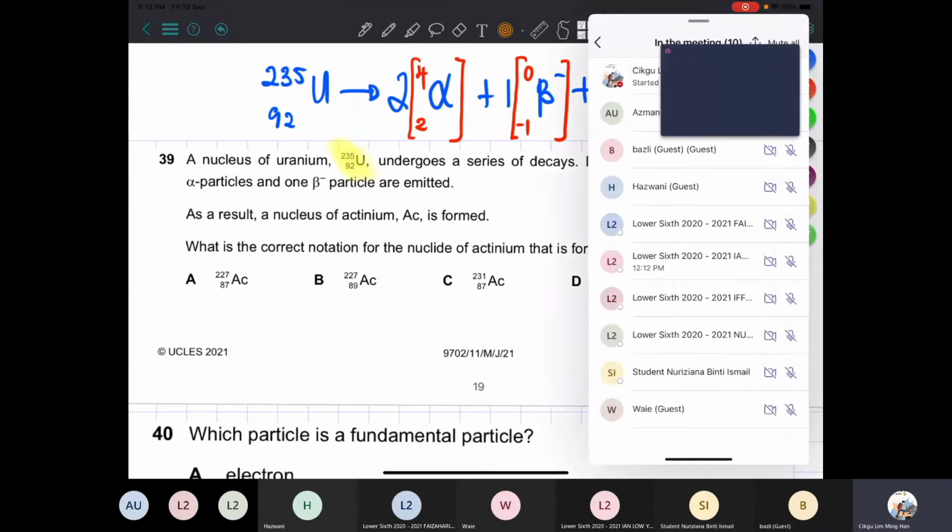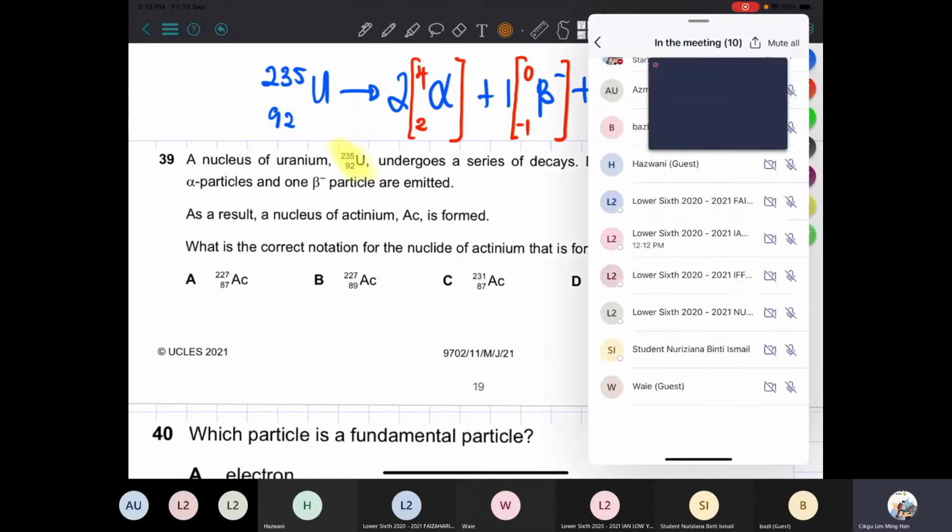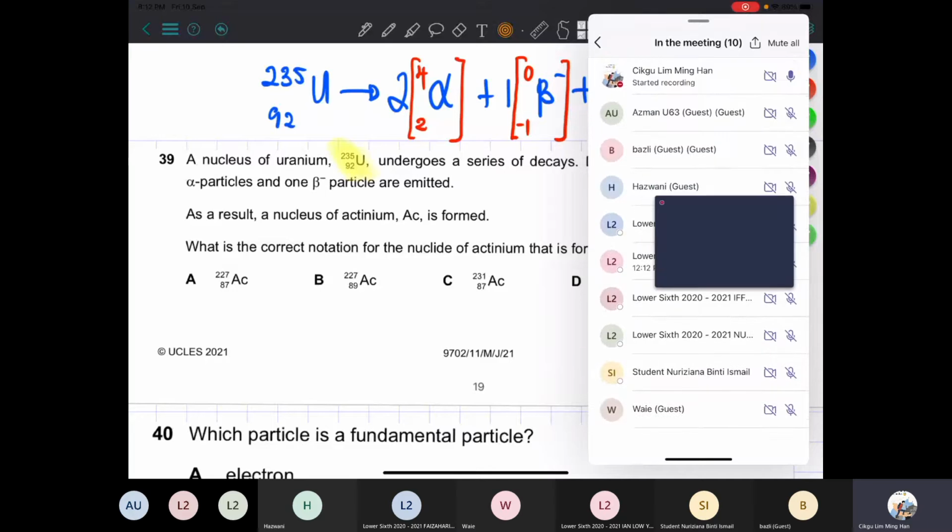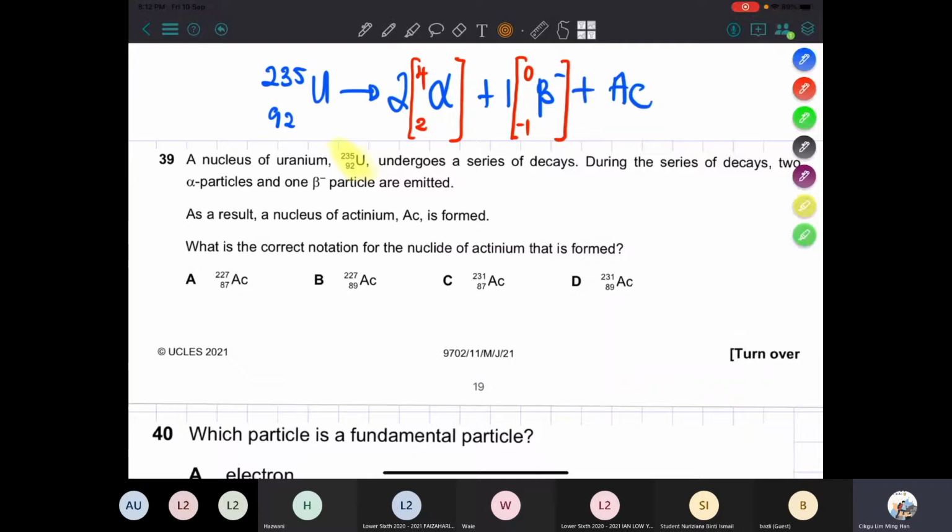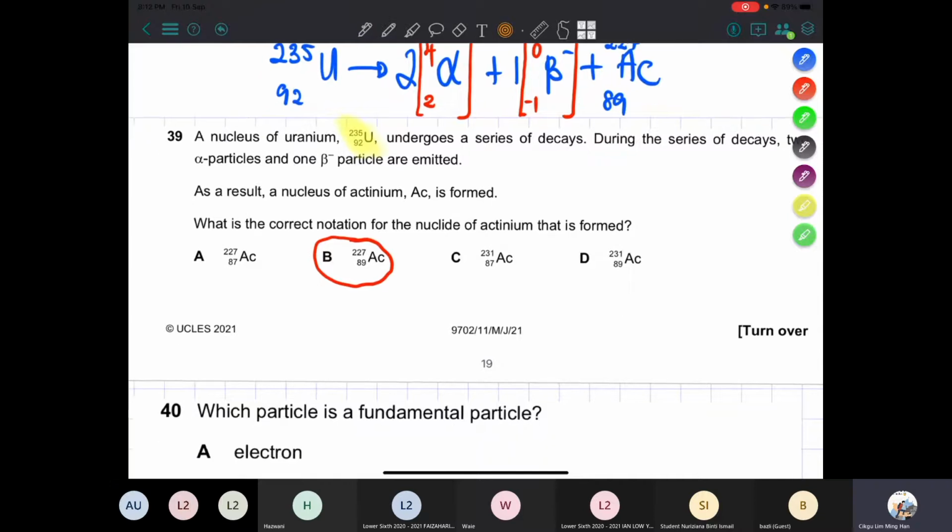Alright, I think some of you have already done it. Maybe we start from the top. Asman, have you tried? Okay, can you tell me what would be the answer for the actinium here? I got B, sir. B, yeah. So it's 22789. Okay. Any objection from the rest? No. Okay, so everybody is happy with the way we do the calculation.